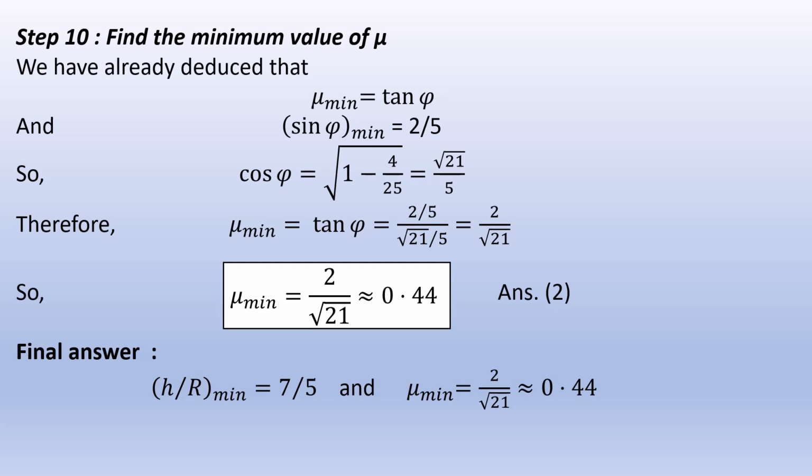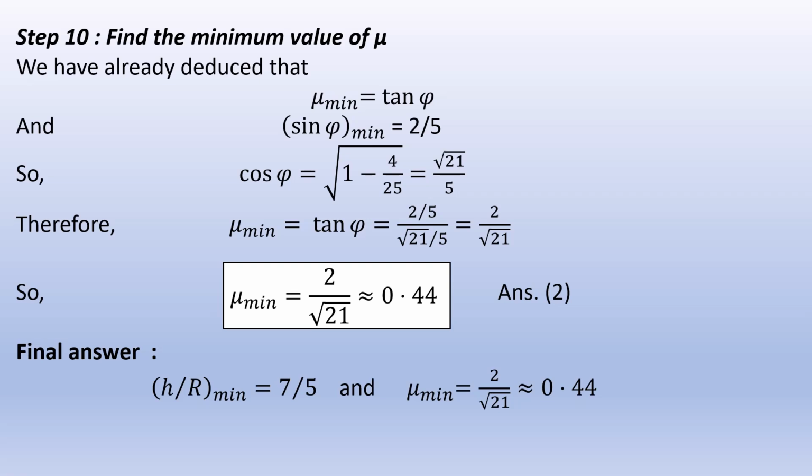Now let us find the minimum value of the coefficient of friction. As we have already deduced that the minimum value of mu is equal to tan phi, and the minimum value of sin phi is equal to 2 upon 5, and from it we get cos phi is equal to root over 1 minus sin square phi, and this is equal to root under 21 upon 5. As we know that mu minimum is equal to tan phi, and this is equal to sin phi upon cos phi, and finally putting the value of sin phi and cos phi in it, we get 2 upon root over 21.